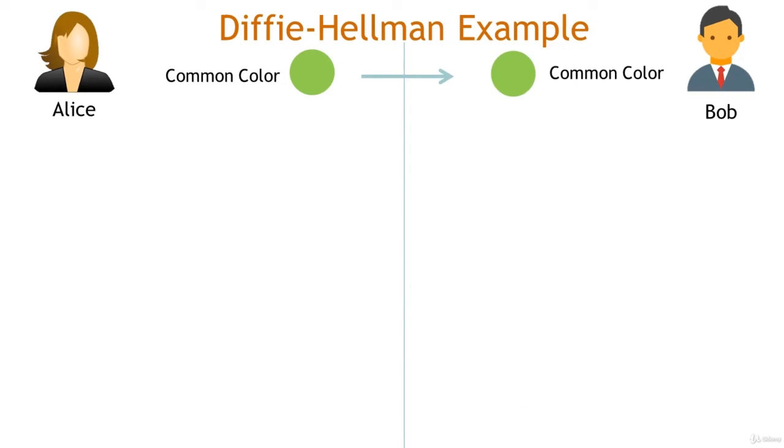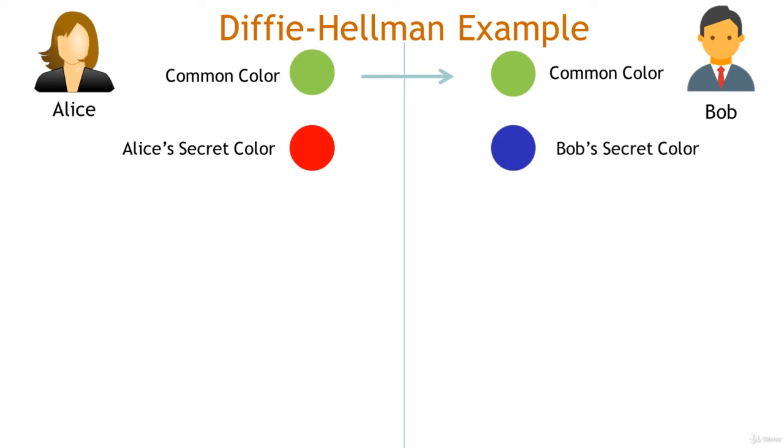Next, Alice and Bob each select a secret color of paint that they don't tell each other. Alice's secret color is red, and Bob's secret color is blue. Alice and Bob then each take the common green color and mix it with their secret color. For Alice, green and red make yellow, and for Bob, green and blue make cyan.